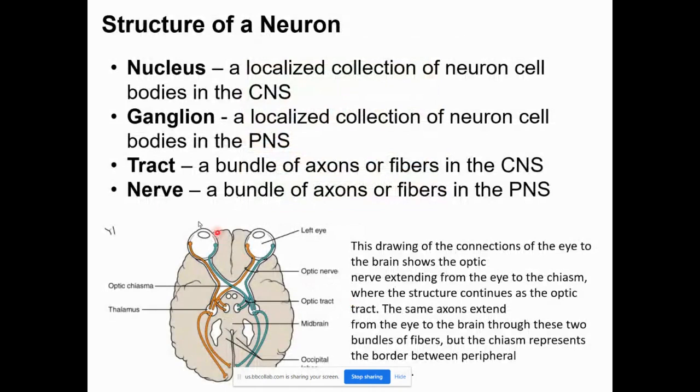So if I go back here, a nerve is a bundle of axons like we just saw, but only in the peripheral nervous system. In the central nervous system, we call them tracts. Distinction. Same thing, they're a bundle of axons, but it's a tract in the central nervous system and a nerve in the peripheral nervous system.